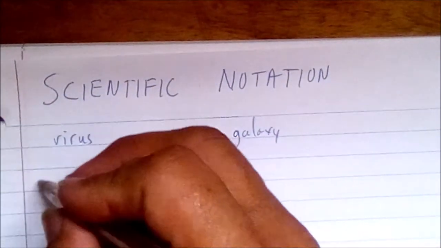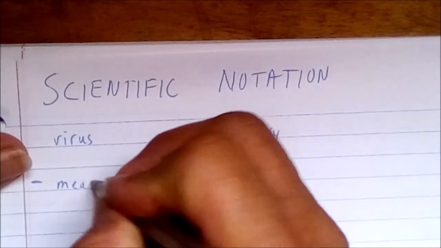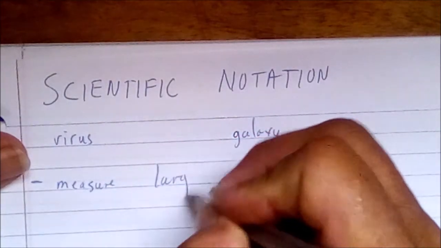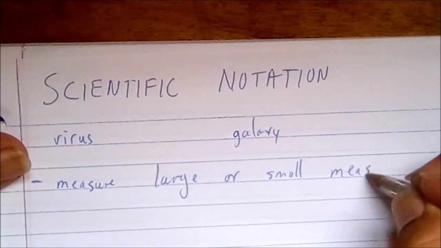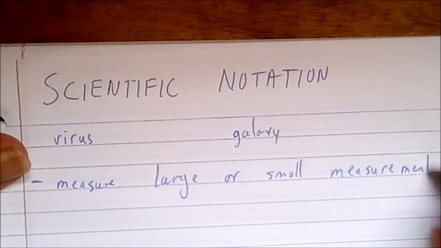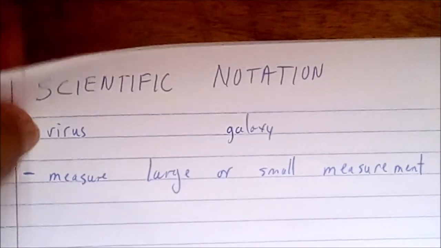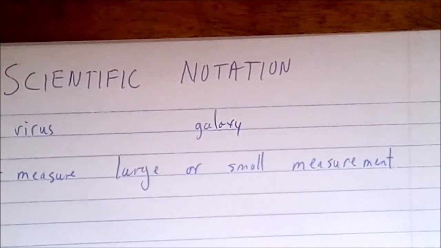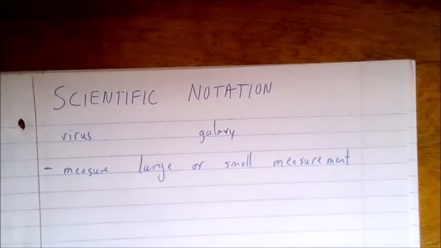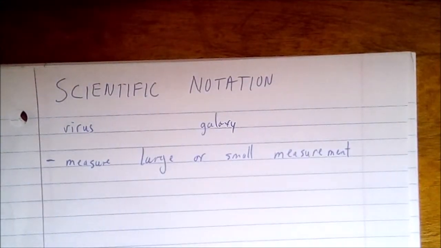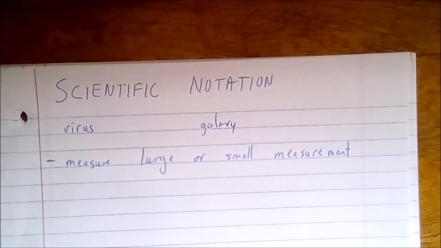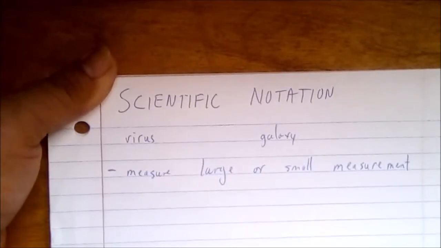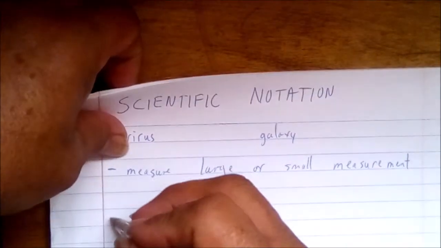So scientific notation is to measure large or small measurements, and I'm going to use the word measurements because that may be small values or small masses. If I just put distances, I don't want it to stay restrained to only distances that we can measure with scientific notation. So the main idea here is for us to measure anything that is very large or anything that is too small. So let's start by defining it.